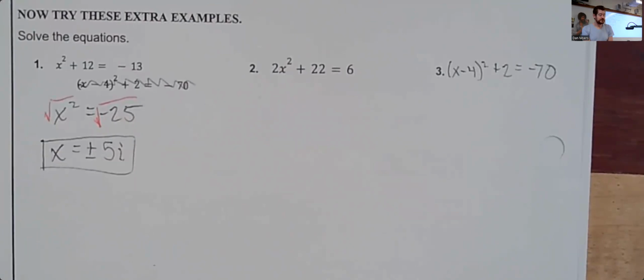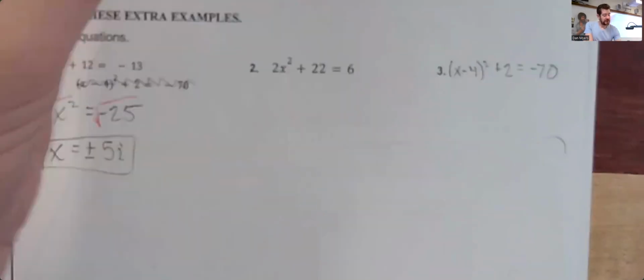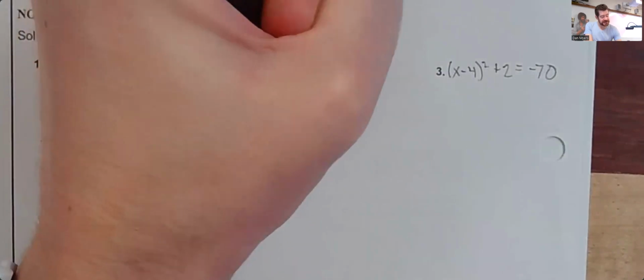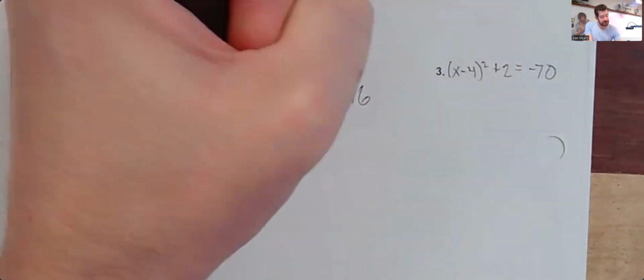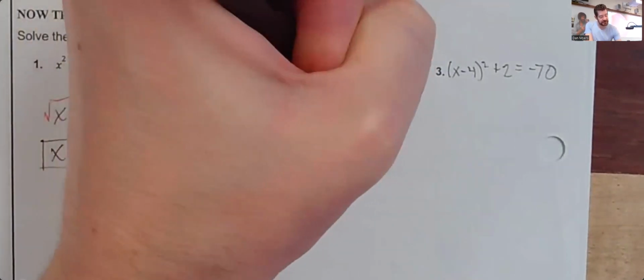All right. Check out number 2. Subtract 22 from 6. What's that going to be? Negative 16. Good. So 2x squared equals negative 16. Divide by 2. X squared equals negative 8.